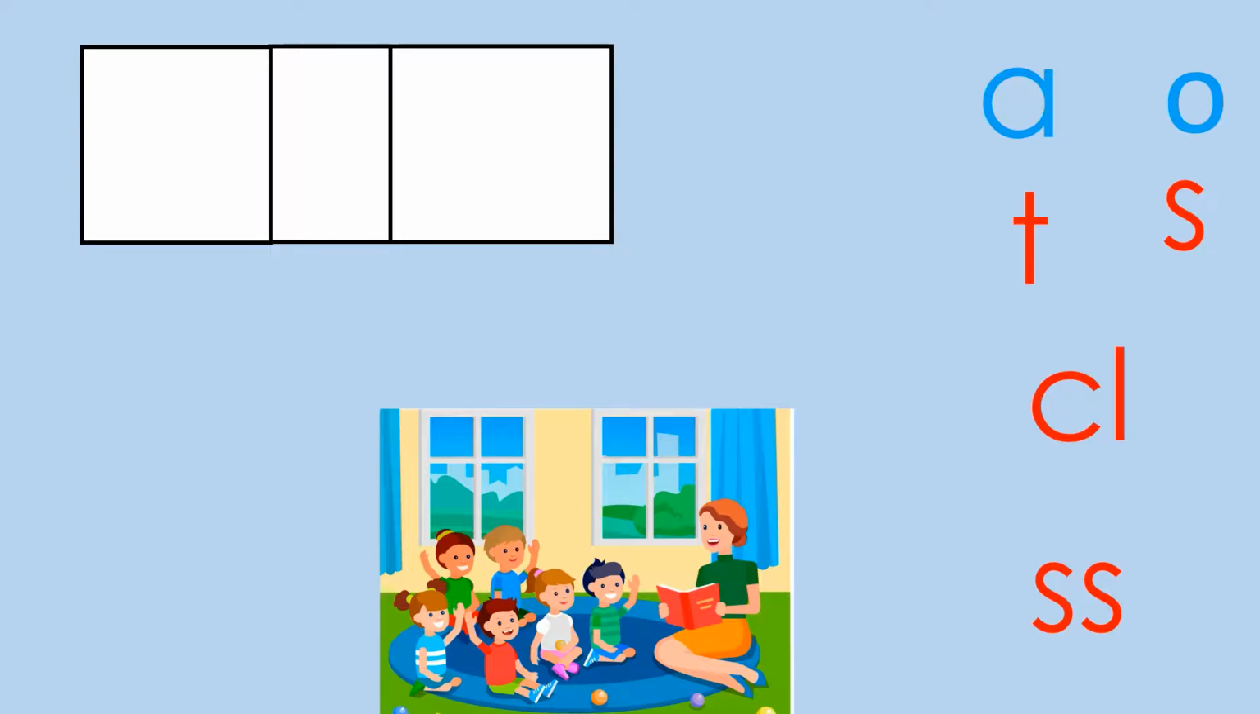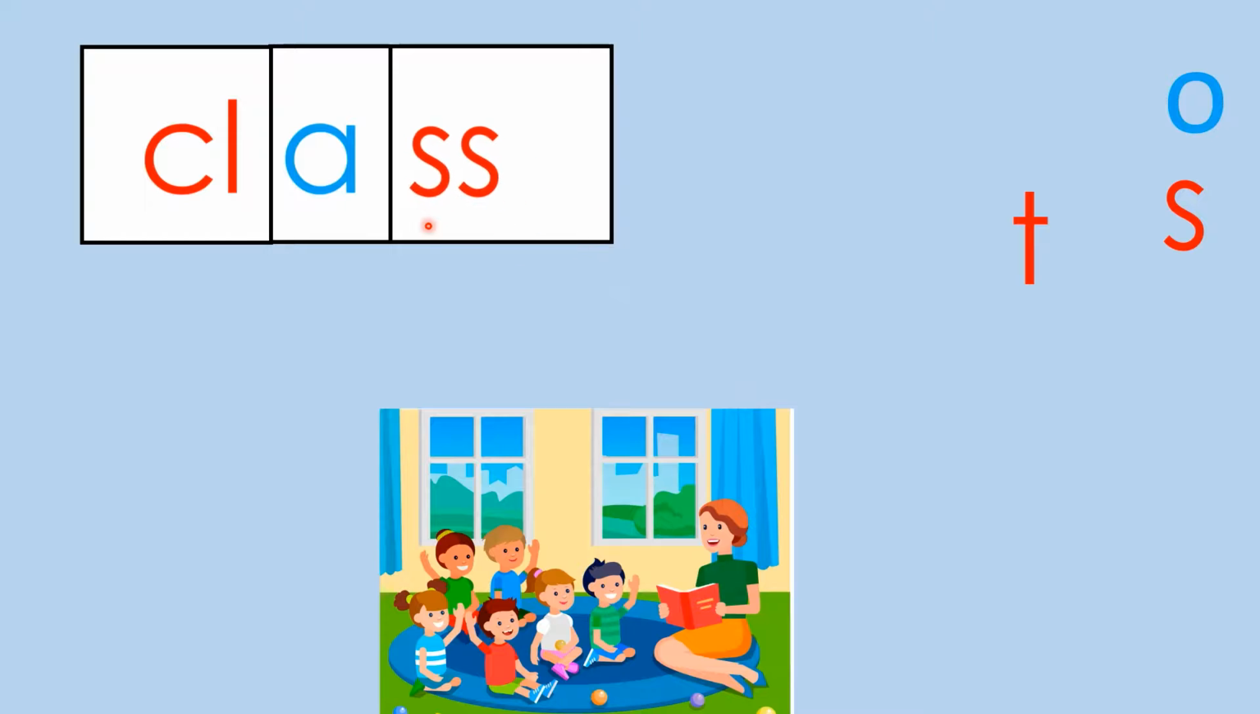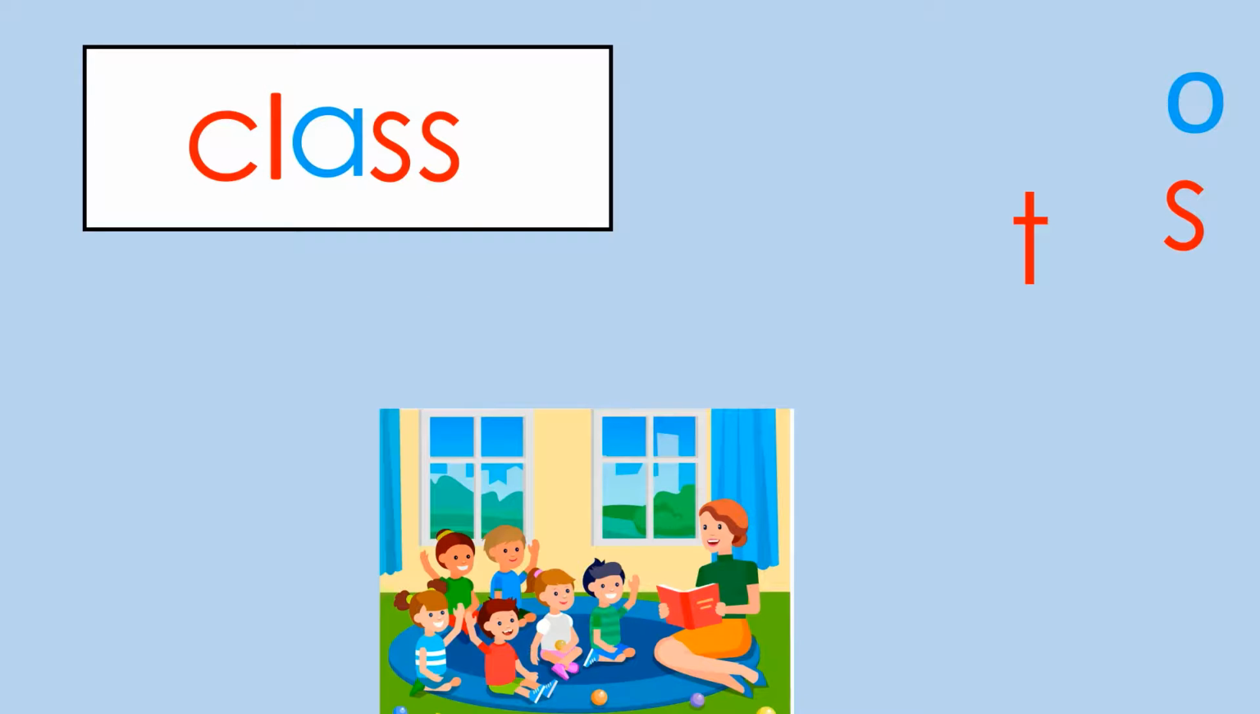In the next word, we are going to use blend kl and digraph ss. S, s, s. Class. K, k, a, k, a, s. Class.